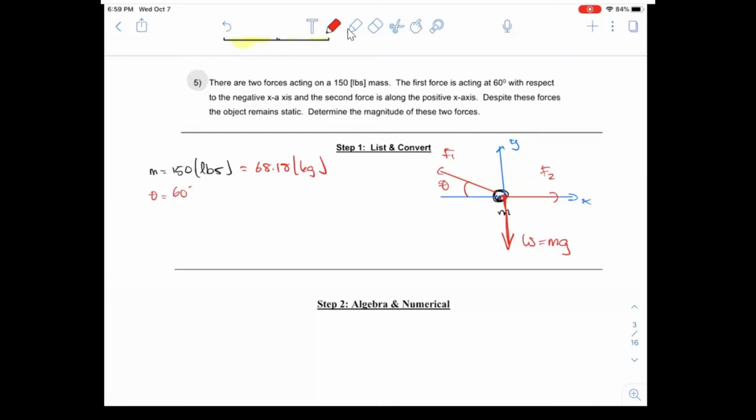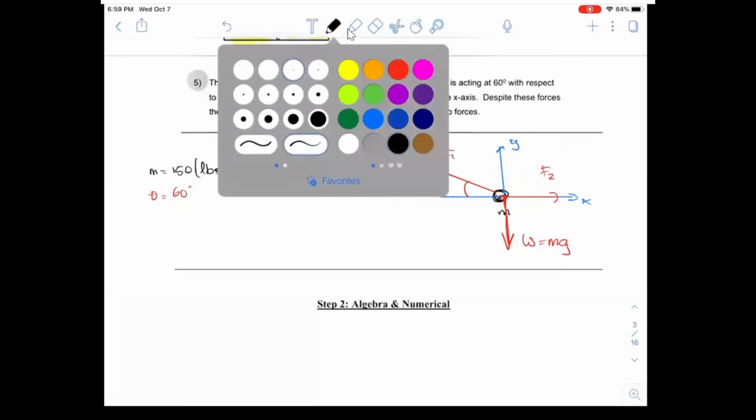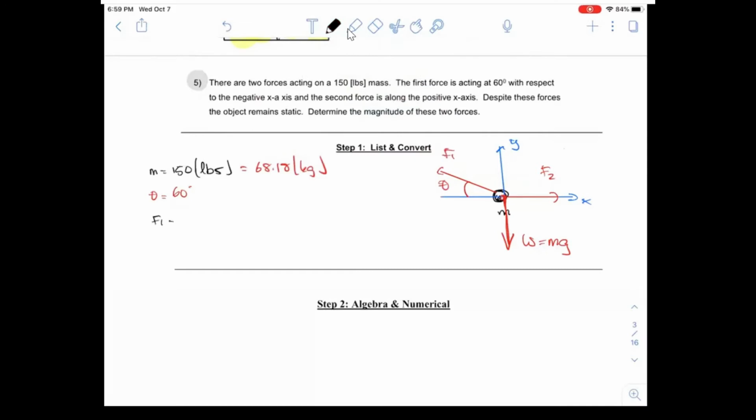Okay, so what are we looking for? We're looking for these forces. We want to know this and that. All right, so we want to know what F1 is. We also want to know what F2 is. And maybe express them in terms of pounds. Okay, so that's what we want to do. So what that means is we got two unknowns. If you got two unknowns, you need two equations for two unknowns. All right, so where do you get the equations from?